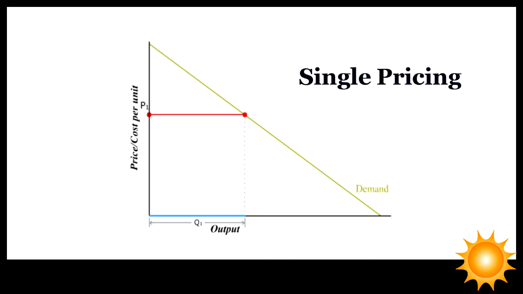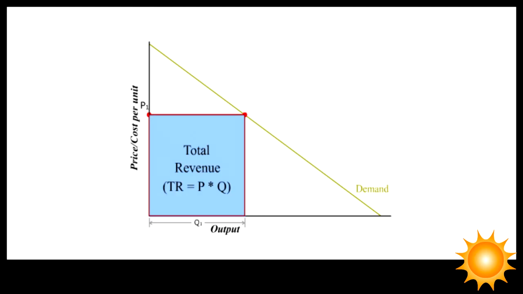Single pricing means the same price is applied to all units, even though some buyers are willing to pay more. Therefore, a lower price needed to sell just one more unit must be offered for all units. Because the same price applies to all units sold at any given price level, total revenue, TR, is equal to price times quantity sold. Here, TR is represented by the blue area.